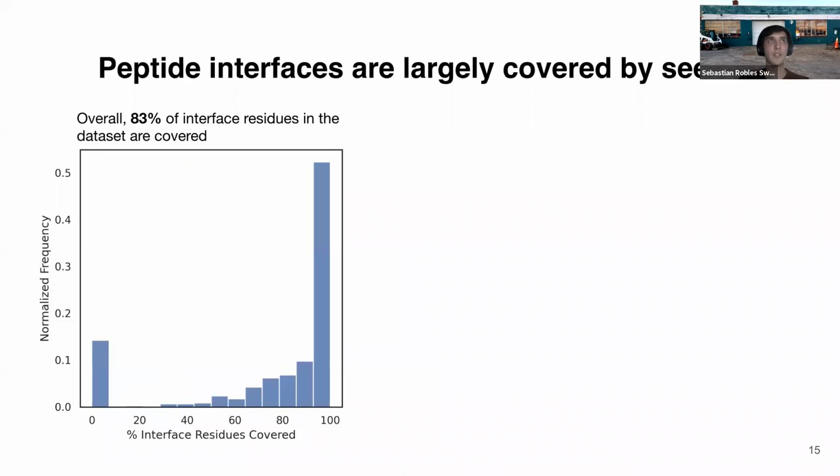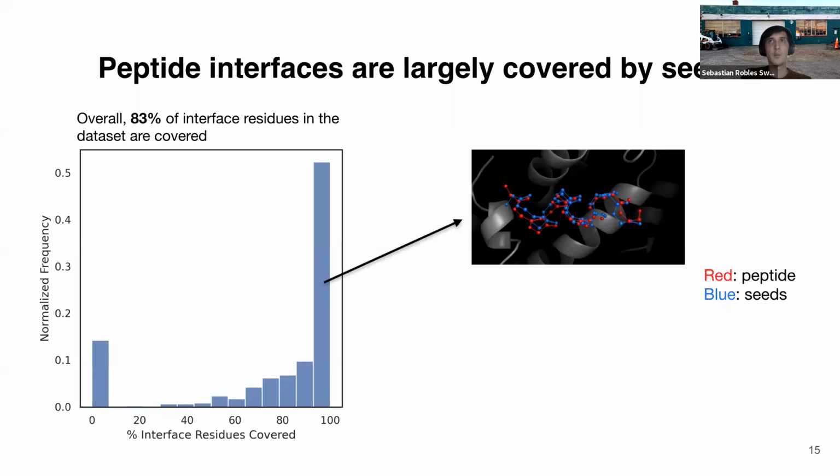So at first glance, the result was just that peptide interfaces under this definition of coverage are largely covered by seeds. Overall, 83% of the interface residues in the dataset were covered. And if we broke that up by individual peptides, we found that more than half of the peptides were 100% covered. And those would look a little bit like this. In the red, I'm showing the peptide, in the blue, I'm showing the seeds. And they overlap quite nicely, and all of the interface residues are covered.